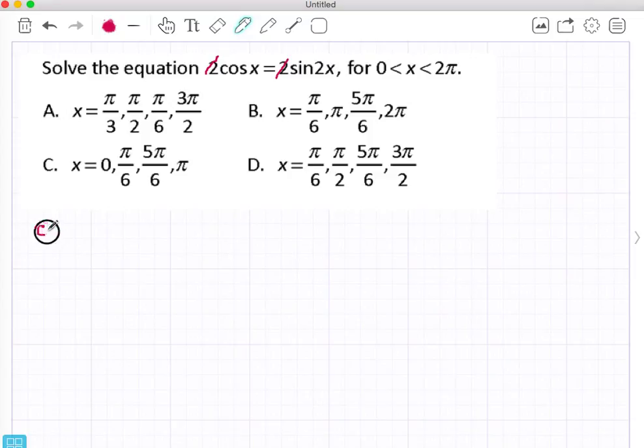Now, I've got an identity for sine 2x, so straight away I think about that sine 2x and replace it with 2 sine x cos x. So that's the identity for sine 2x.